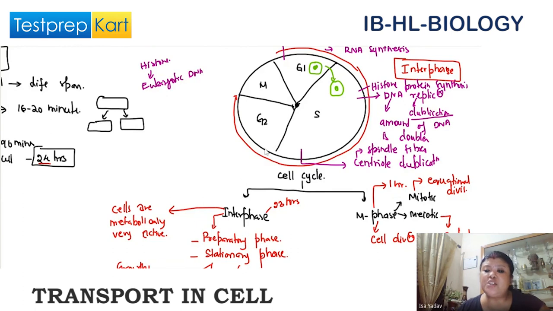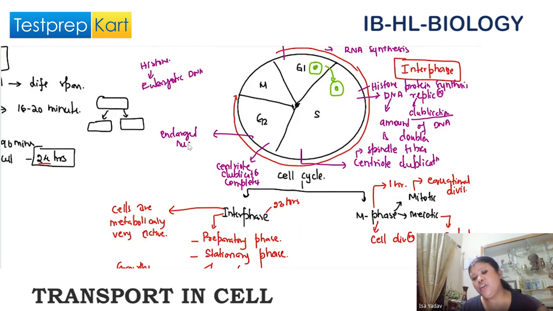Now, towards the starting of the G2 phase, centriole duplication is completed. Here also the cell will have an enlarged nucleus. We will also see protein synthesis occurring in the cell. After this, the cell goes here. Then finally, when the cell enters here, the cell will actually divide. M phase is the phase of cell division.